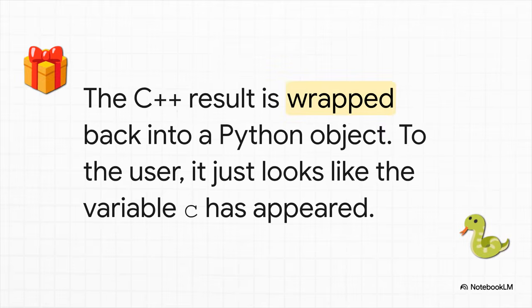A brand new C++ tensor is created with the result. It travels all the way back up, crosses the border back into the Python front end, gets wrapped up in a nice new Python tensor object, and that's what finally gets assigned to your variable C.